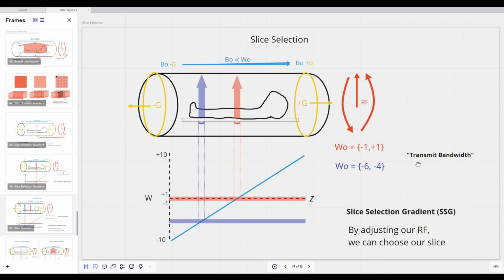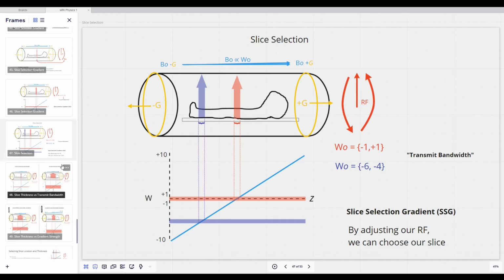Transmit bandwidth, all that's saying is, what range of frequencies are we exciting? What range of frequencies are we actually going to get signal from? Because remember, we're not getting signal from the rest of the body because we don't have that efficient energy transfer. These guys are not spinning at the same frequency as our RF pulse, so they're just not excited. We don't generate any transverse magnetization from them. It's only the ones in that narrow range in our slice.